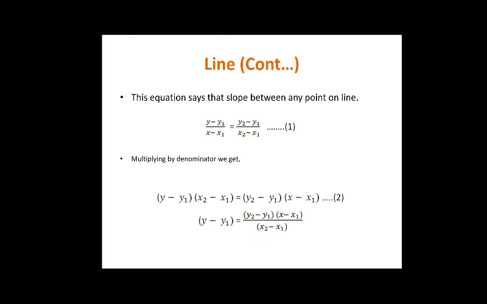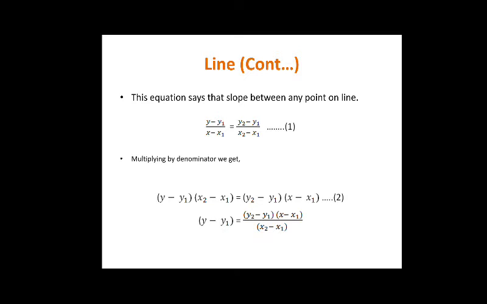This equation says that the slope between any point on that line is constant. If I want to convert that equation into slope intercept form, I do the cross multiplication on equation number 1 from the previous slide. So (y minus y1) into (x2 minus x1) is equal to (y2 minus y1) into (x minus x1). Now I am solving this equation.